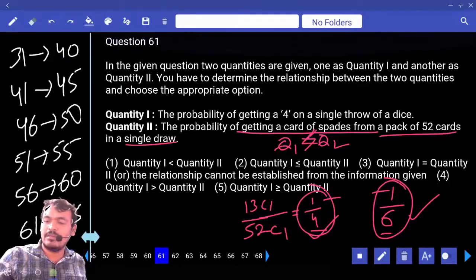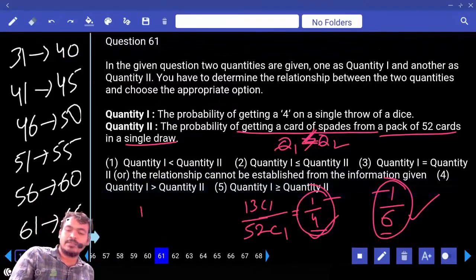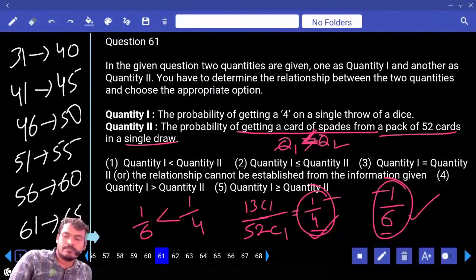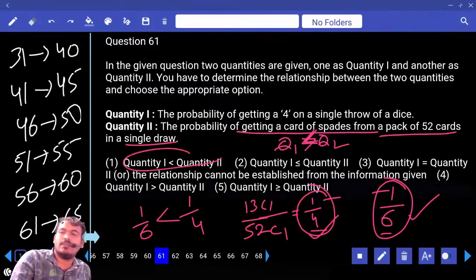Answer: Q1 less than Q2. Sorry, 1 by 6 and 1 by 4, then it will be the lesser value. Answer: Q1 is less than Q2.